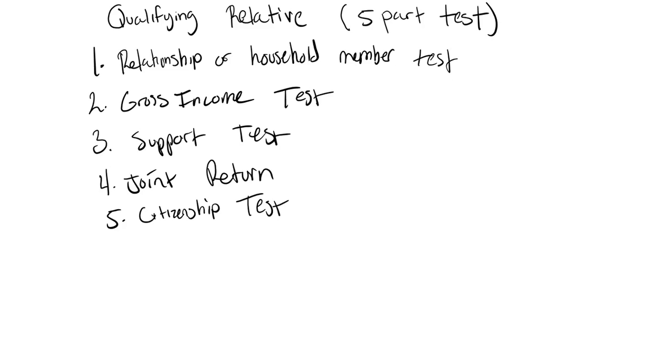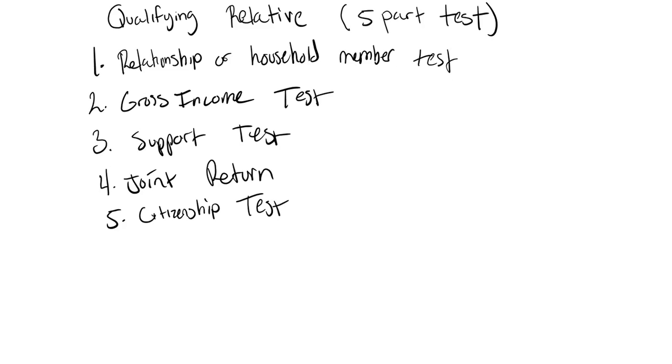Now, just like the qualifying child test, a qualifying relative must meet all five of these tests in order to be considered a qualifying relative. If they fail any test or any condition within each test, they are not a qualifying dependent and cannot be claimed as such. So the first of five is the relationship or member of household test.